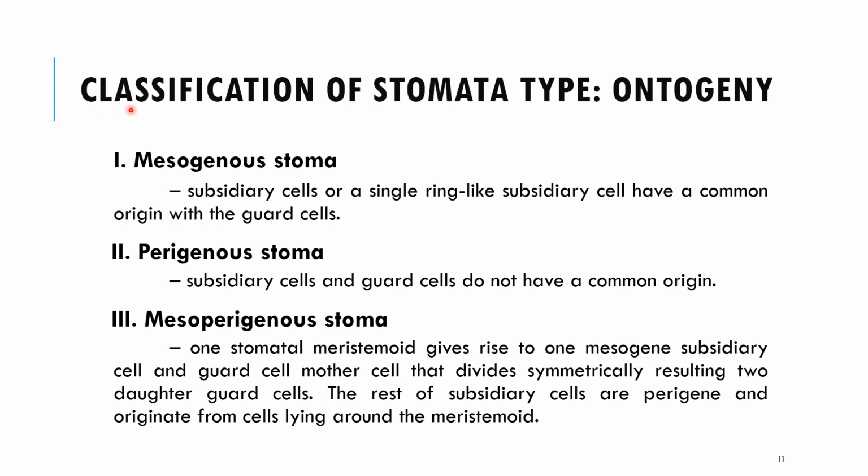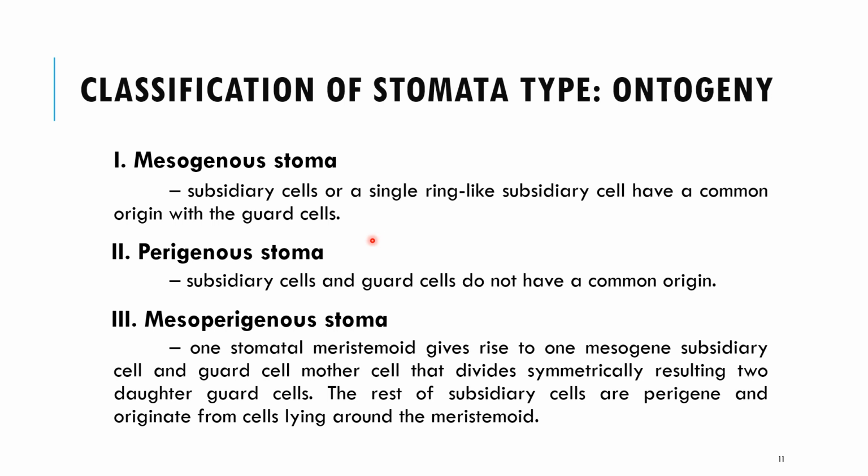And the classification of stomata based on ontogeny, they can be divided into three types. The first one is mesogenous stoma. A stomatal complex is said to be mesogenous where all subsidiary cells, or a single ring-like subsidiary cell, have a common origin with the guard cells. That is, the same meristemoid gives rise to the subsidiary cell and guard cell.